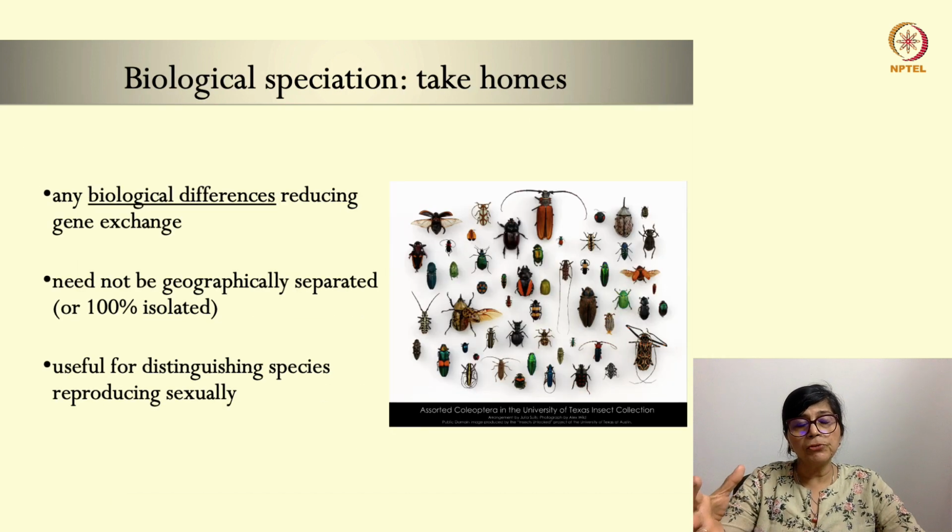So, some take-homes from biological speciation. These are any biological differences reducing gene exchange or causing reproductive isolation. They need not be 100% geographically separated. They can be otherwise behaviorally or functionally separated, and are useful for distinguishing species reproducing sexually. They cannot be used for asexually breeding organisms. So that is a limitation here. So how to take it forward?